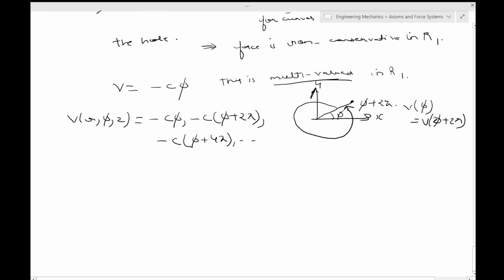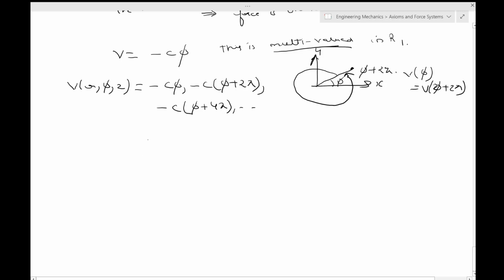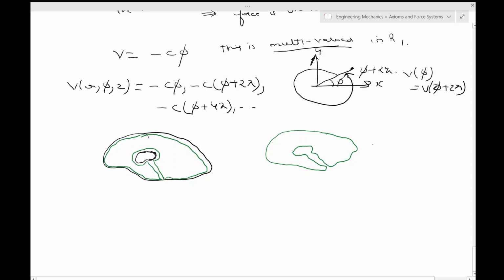Now how to get around this problem? If you have a simply connected, or sorry, a multiply connected region like this, just like, so you have a hole like this, you can modify its geometry in this way. So this green is this new surface which you have, something like this. Okay, this is modified to simply connected.